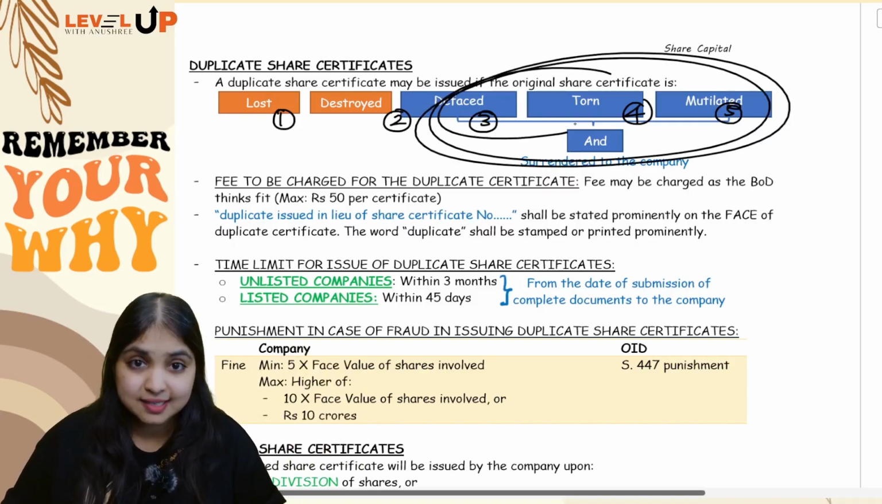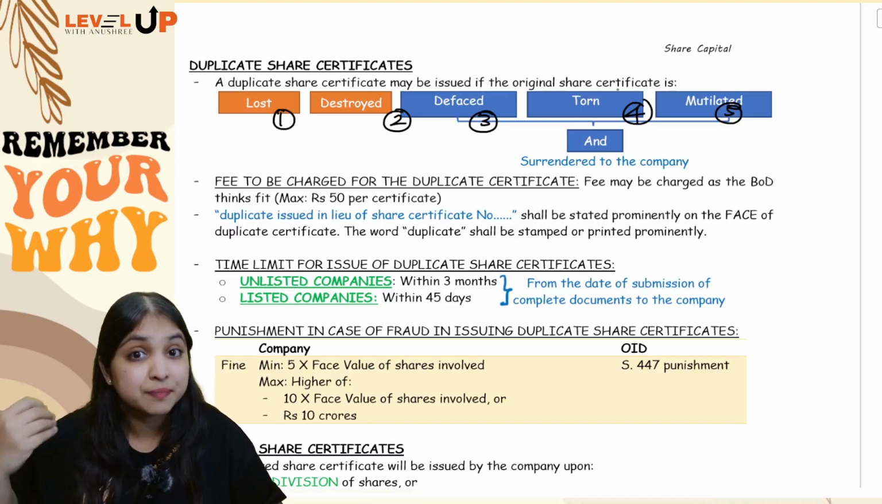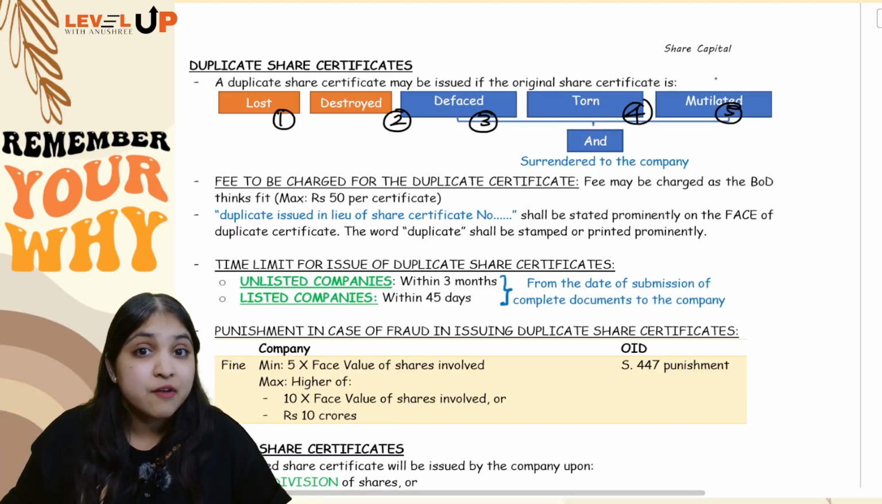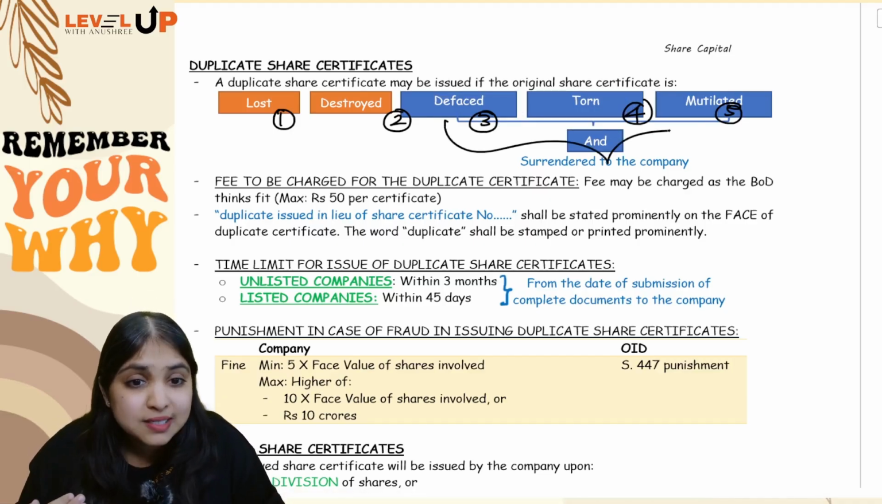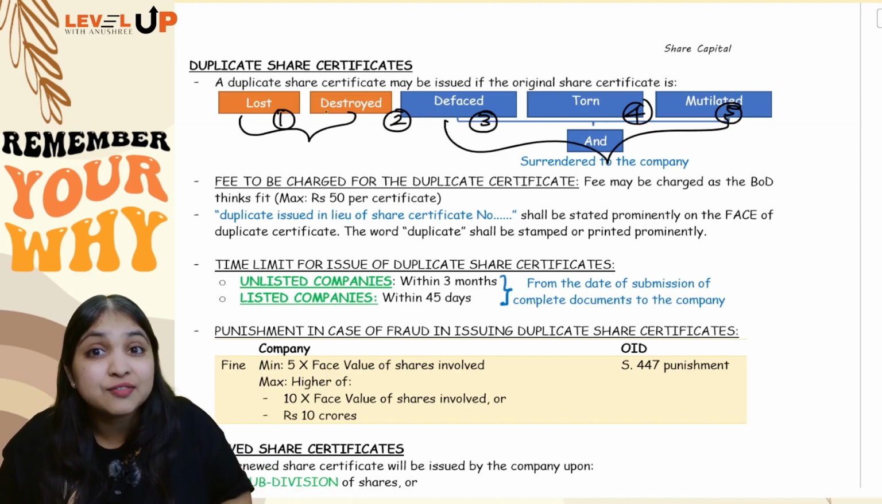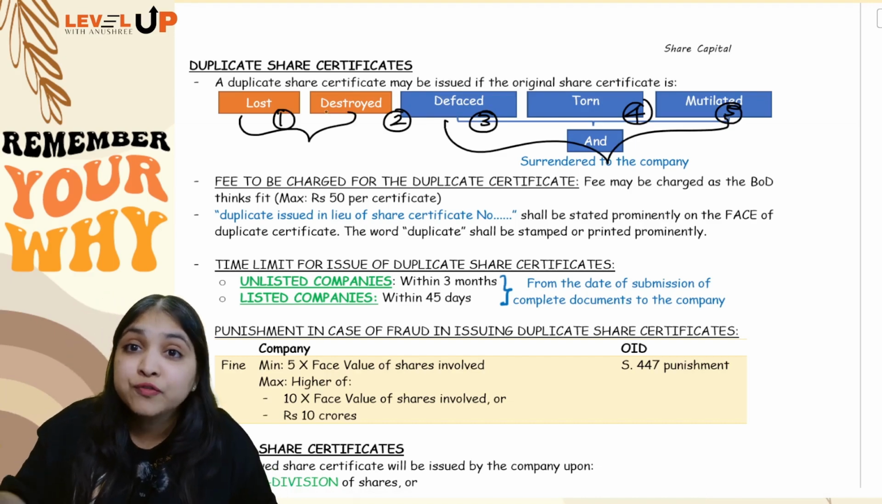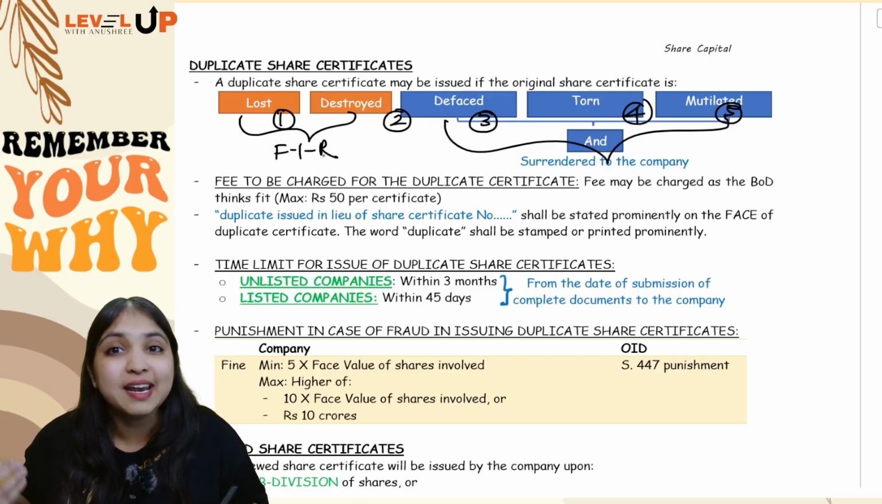In these 3 cases, we will surrender the original share certificate to the company. We will surrender the torn pieces. We will surrender the mutilated, the defaced original share certificate. We will surrender it to the company. But in the other 2 cases, the share certificate is lost. How will we prove that the share certificate got destroyed in a fire? We will prove it by filing an FIR.